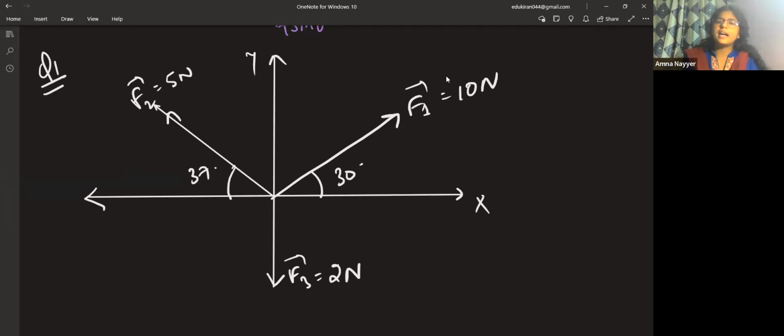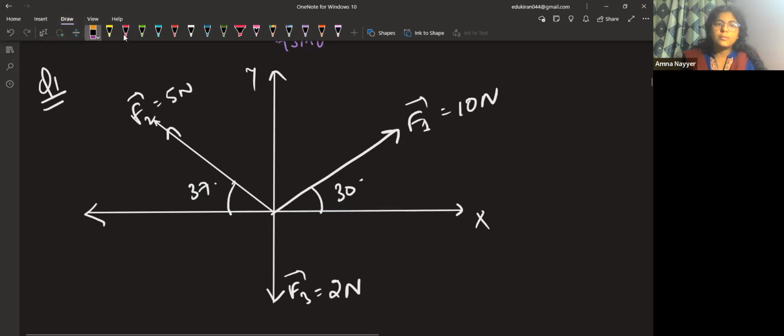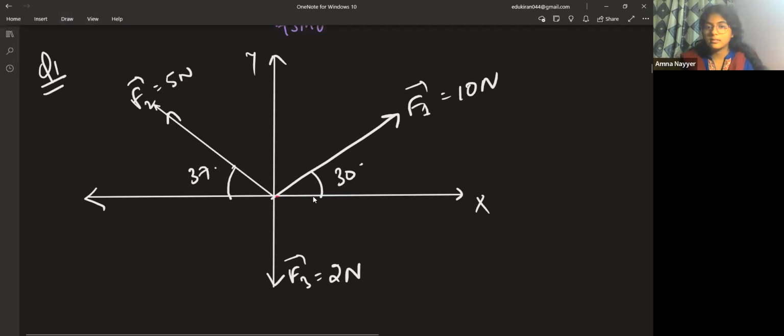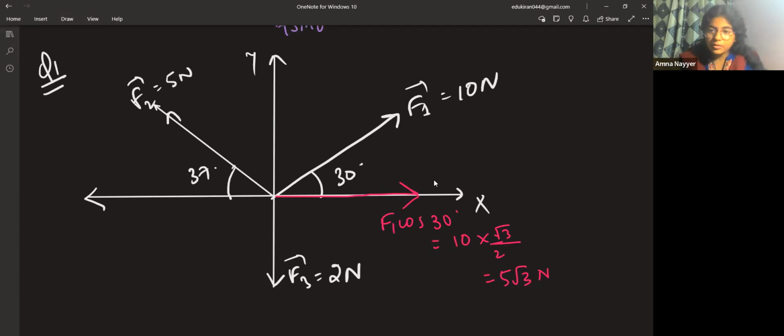So let's start with F1. This side is making an angle of 30 degrees, so we'll resolve this. This becomes F1 cos 30 degrees, that is 10 into cos 30. This is root 3 by 2, which is 5 root 3 Newton. Means 5 root 3 Newton is acting along this direction.